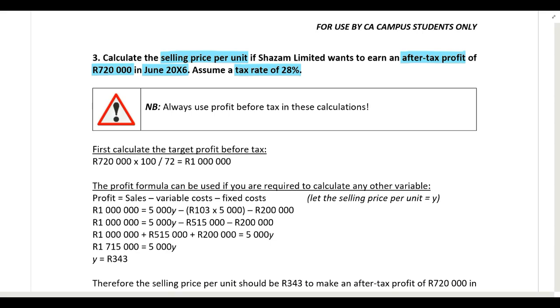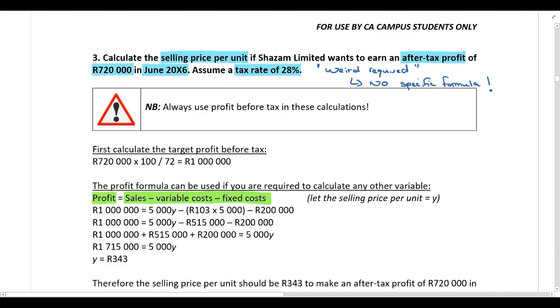But we don't have a formula in order to calculate a certain selling price to achieve a certain target. So I refer to this as a weird required. And a weird required just means it's a required where you don't have a specific formula for this calculation. And wherever this happens, if you are required to calculate something and you don't have a specific formula for that calculation, you can always come back to your profit formula, where we calculate profit by taking sales, deducting variable costs, and also deducting fixed costs.